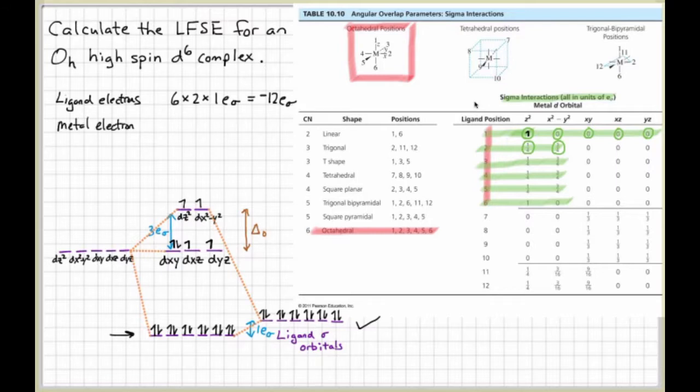And then the metal electrons, there's 2 that are raised by 3 E sigma each, and I see I've made an error here. And so that is a total of 6. That will be positive since they're raised in energy. And so the total ligand field stabilization energy is now minus 6 in units of E sigma for the angular overlap model.